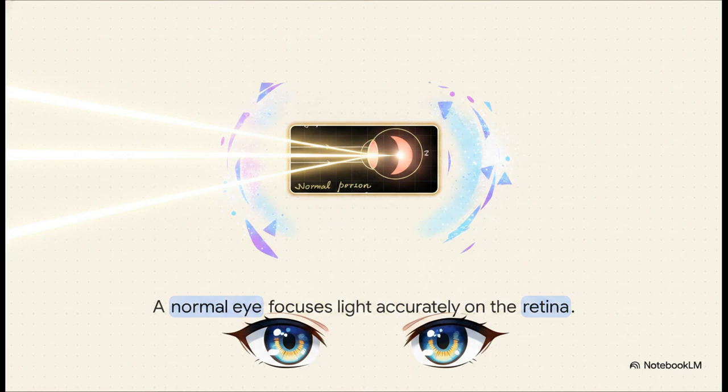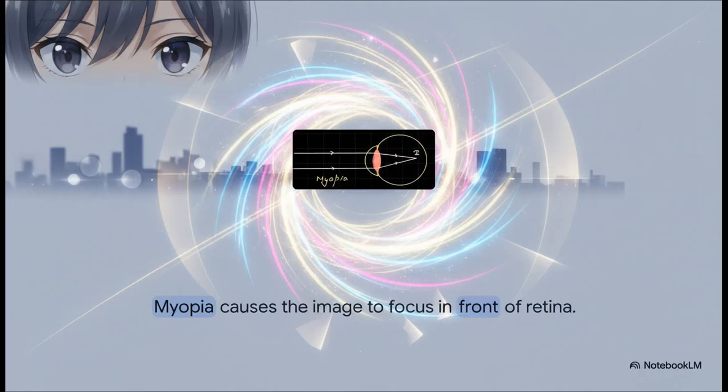Just to establish a baseline, in a perfectly normal eye, parallel light rays coming from a distance enter the lens and get refracted, or bent, so that they converge into a sharp, perfect focal point resting exactly on the retina. But in a myopic eye, things go a little wrong. Because the eyeball is elongated, those light rays converge way too early. The focal point basically stops dead right in front of the retina. By the time the light actually hits the back of the eye, the rays have crossed and started spreading out again. And that is exactly why distant objects look super blurry to someone with short-sightedness.